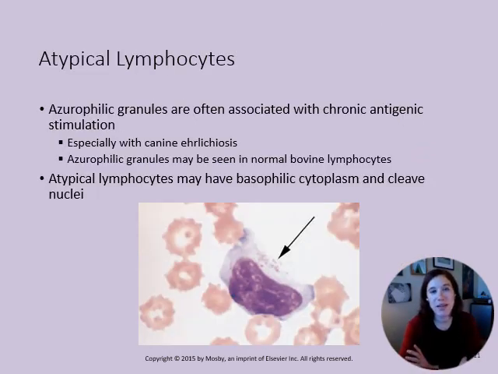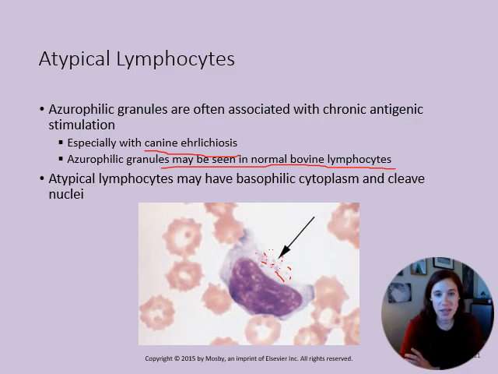Okay, so we can also see forms of atypical lymphocytes. One of those forms is azurophilic granules. We would be able to look at a lymphocyte and we're going to be seeing these dots and granules that'll be present. We want to note that we can see this in canine ehrlichiosis, but we can also see this in normal bovine lymphocytes, like these pink granulations that are taking place. And those are going to be from an antigenic stimulation.